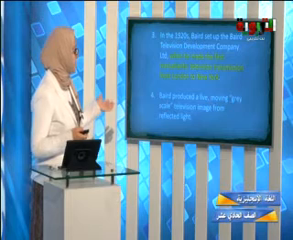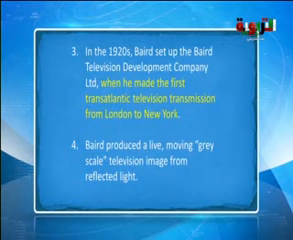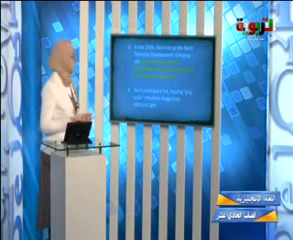And the fourth one, of course, Baird produced a live moving grayscale television image from reflected light. So these are just examples of how relative clauses are used in sentences to add information and just give us more detail to understand something.